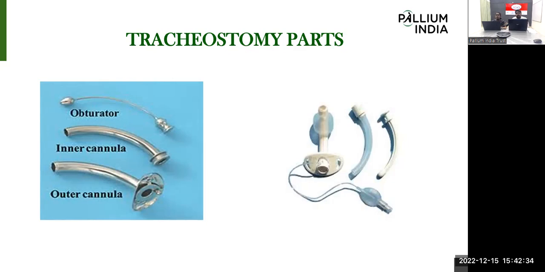Why? Why is the inner tube longer than the outer tube in tracheostomy? Any idea? So please put your thoughts in the chat box. Here are the inner cannula, the outer cannula and the obturator. There are 3 parts, and when you look, the inner cannula is longer than the outer tube. So what is the reason for that? Any idea?